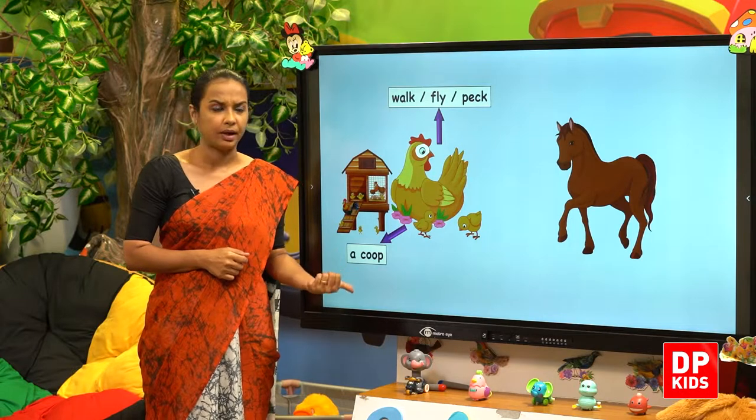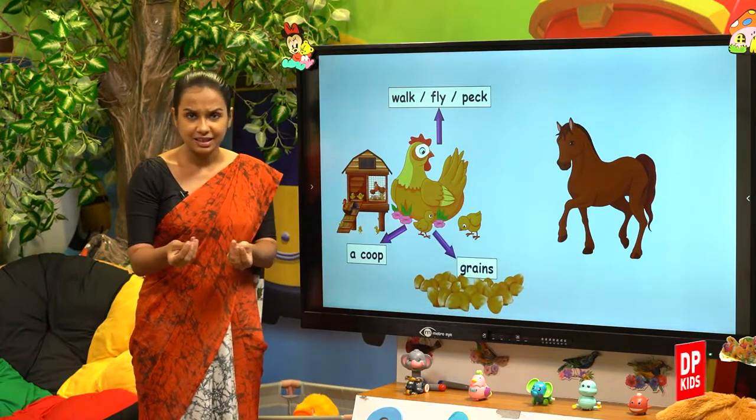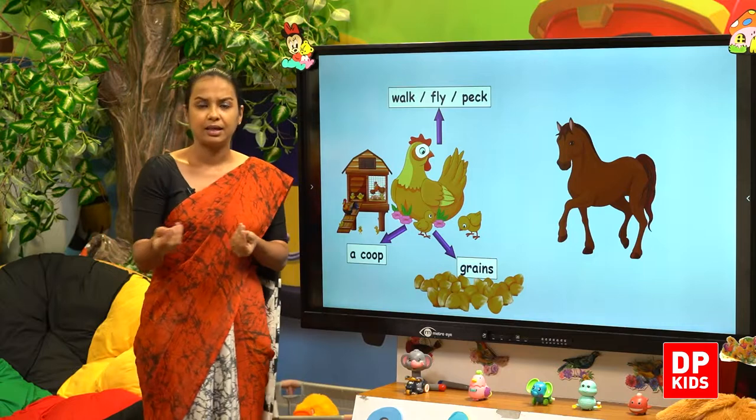A coop. Right. Then, what do they eat? They eat grains. Right?